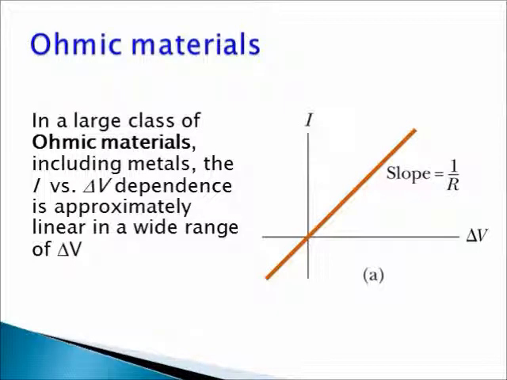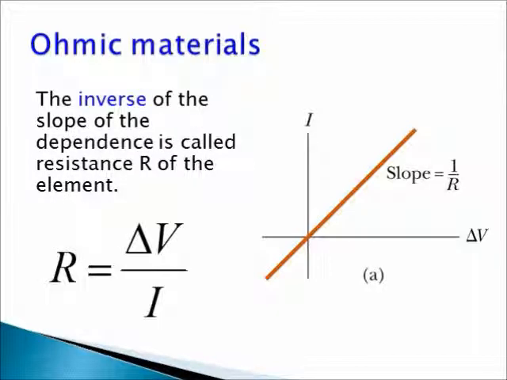In the simplest case, the dependence of I versus delta V is approximately linear for a wide range of delta V values. If the material obeys such linear dependence, it is called an ohmic material. Many materials, including metals, are ohmic materials. For ohmic materials, the slope of I versus delta V is approximately constant. The inverse of the slope is called resistance R of the element. If we want to find the unknown resistance of some material, we can measure several I and delta V values and find R as delta V over I. We can also turn it around and find the current for given delta V and known R.